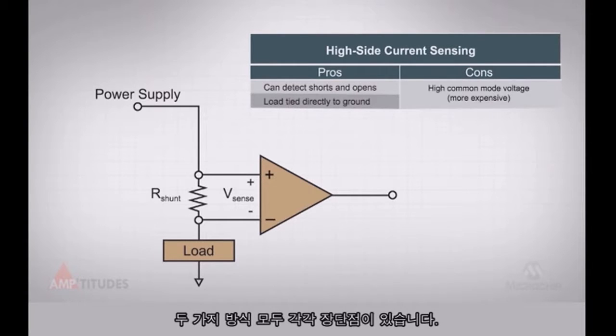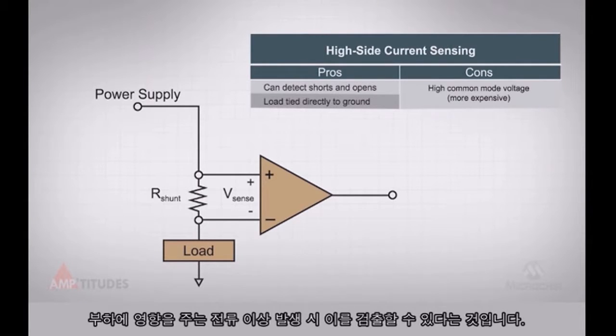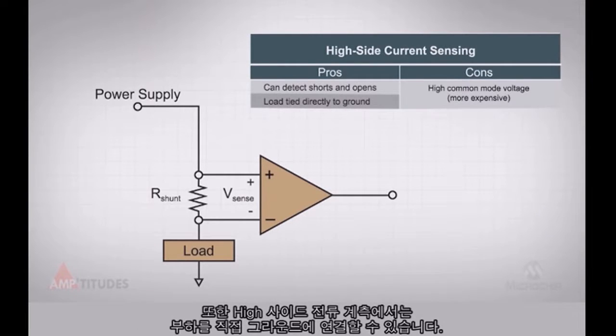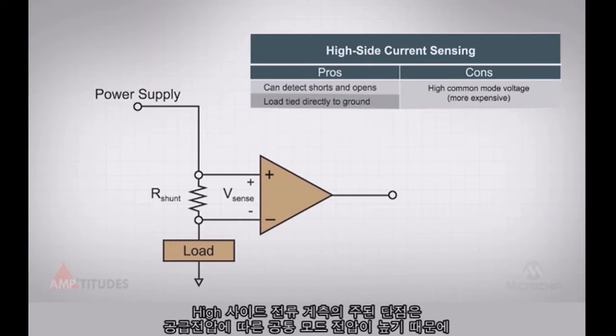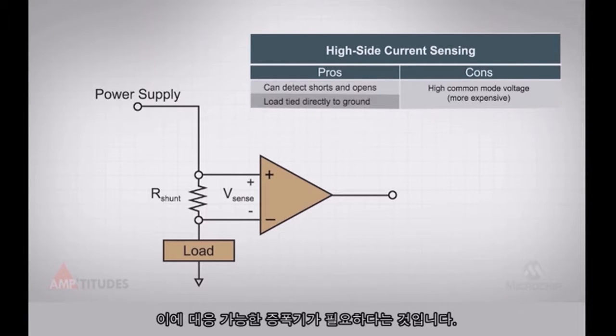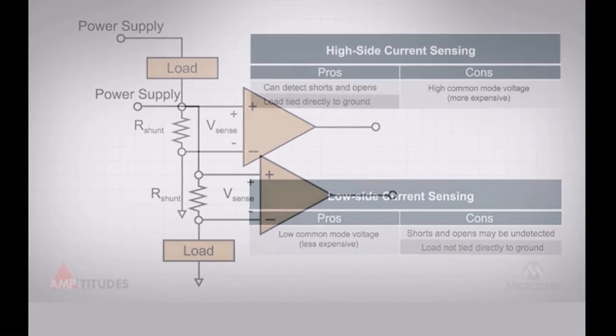Both of these approaches have their pros and cons. High-side current sensing has the benefit of being able to detect current-related faults, such as a short circuit or an open circuit that could affect the load. Also, with high-side current sensing, the load can be referenced directly to ground, as we'll explore later. The main disadvantage of high-side current sensing is that the common mode voltage is relatively high, based on the supply voltage. Hence, a high common mode amplifier is required.